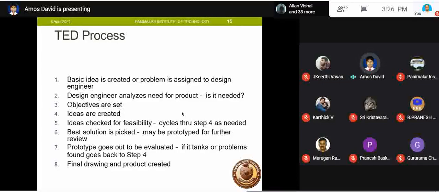So if you're going to become a design engineer, these are the things. The basic idea will be given to you, and you will be asked to create a solution to that problem. All right. So what the design engineer does is, he analyzes the need for the product and what it is needed for, or is it needed? Is it exactly needed? Is it needed at this moment? All these things he will analyze, and then the objectives are set. Okay, these are the things that have to be met. Objectives are to be set. That is the third point.